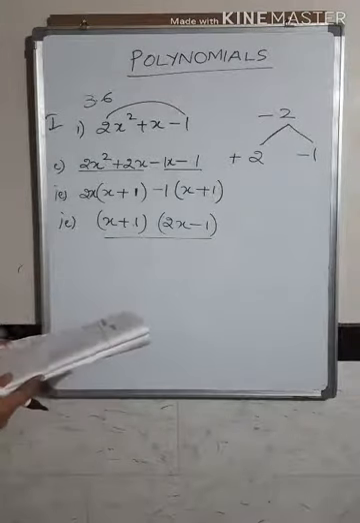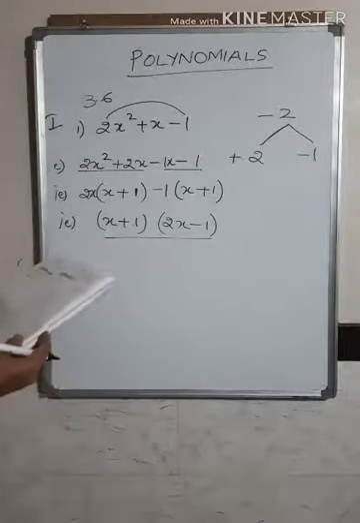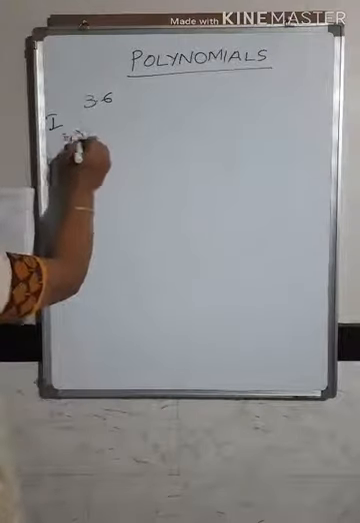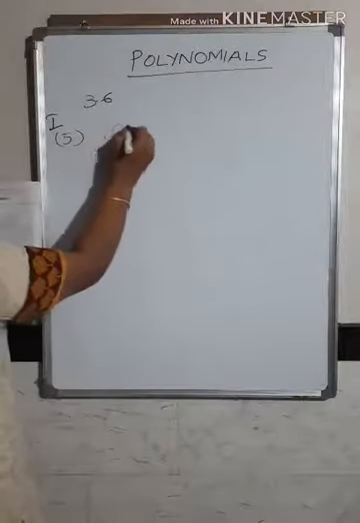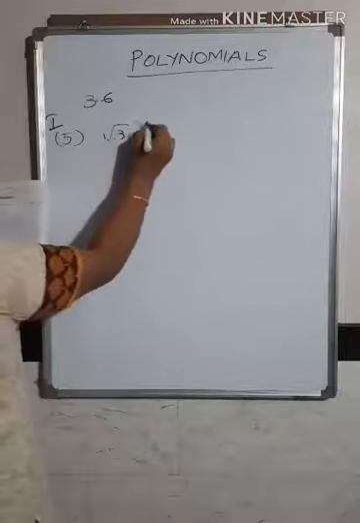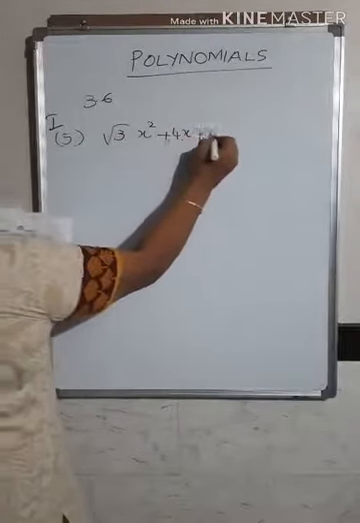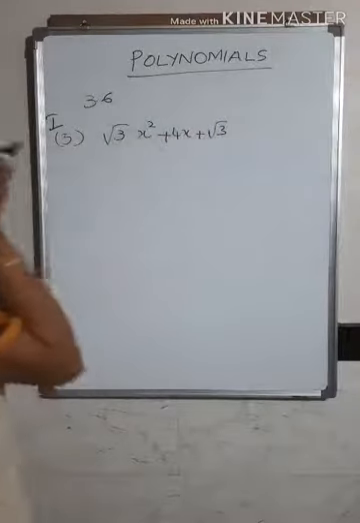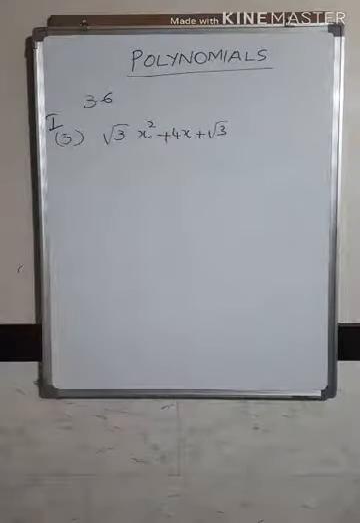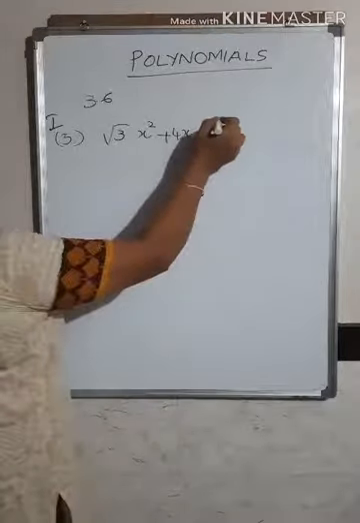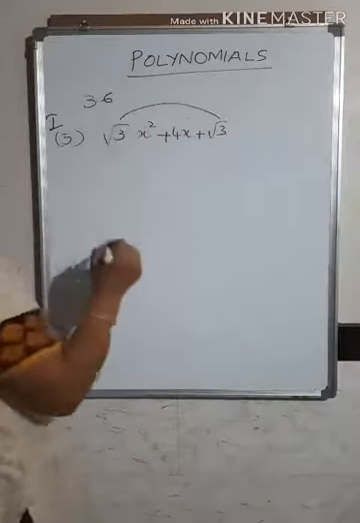We'll take one more problem and see how to do the factorization. The fifth problem, you have got root 3 into x square plus 4x plus root 3. So you have got a surd in this polynomial. So you have to factorize this expression. As you have done in the previous case, take the product of the first and the last term.